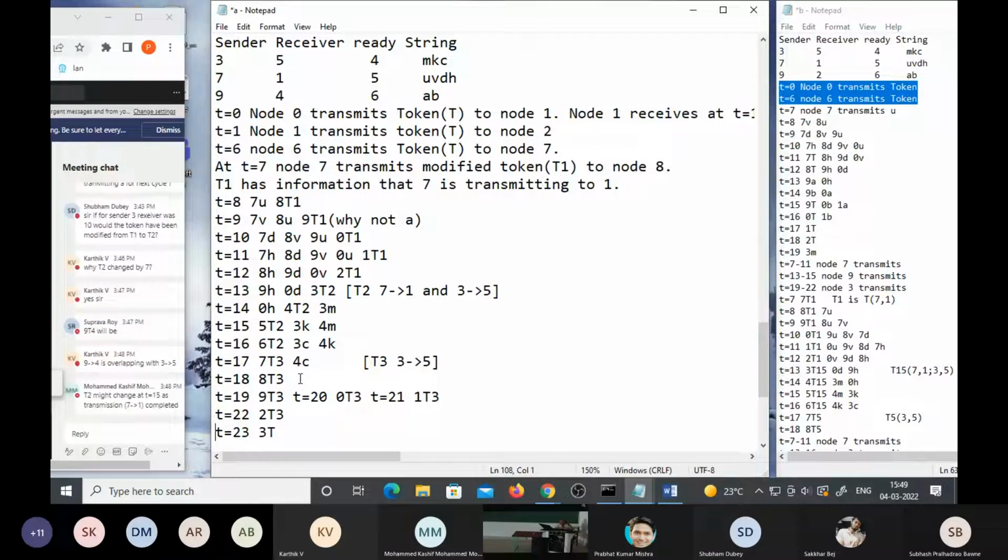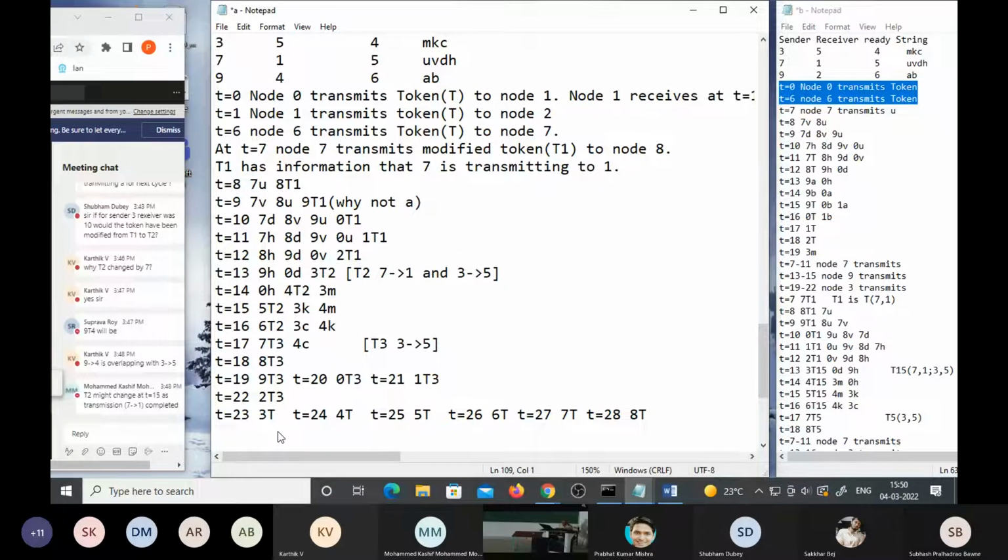So when the token reaches 23, 3 will transmit T. T equal to 24, 4 will transmit T. T equal to 25, 5 will transmit T. T equal to 26, 6 will transmit T. T equal to 27, 7 will transmit T. T equal to 28, 8 will transmit T. And T equal to 29, 9 will transmit T5 and T4, and T4 keeps the information that 9 is transmitting to 4. Understood?